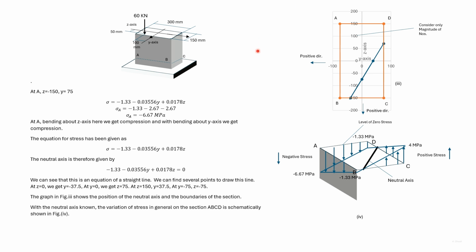In order to give the stress variation for the section, we need the position of the neutral axis. The neutral axis is a line of zero stress, so we substitute 0 here. This expression is a linear expression in y and z. Substituting z is equal to 0, we get y as minus 37.5, which is plotted here.